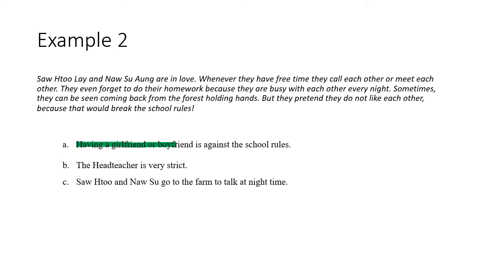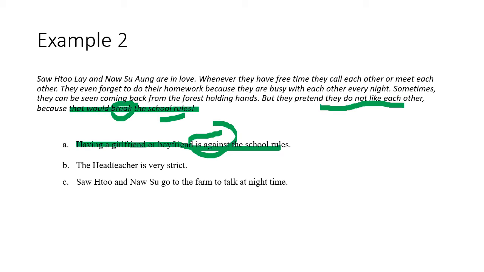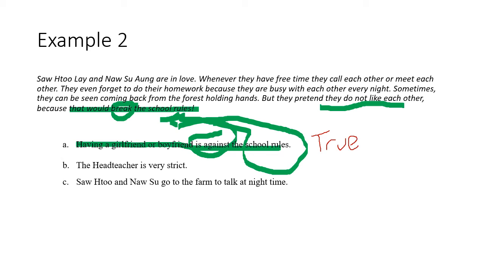Answer A. Having a girlfriend or boyfriend is against the school rules. Well, they pretend they do not like each other. They pretend they are not in love because being in love would break the school rules. Against, break, school rules, and school rules. So we can see answer A is going to be true. It is clear from the passage that having a boyfriend or girlfriend in school is breaking the school rules, is against the school rules.